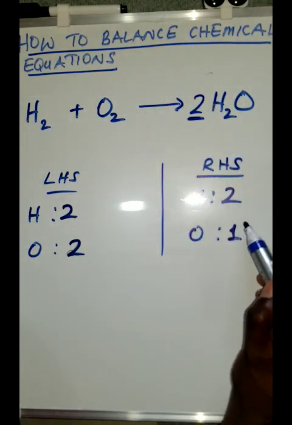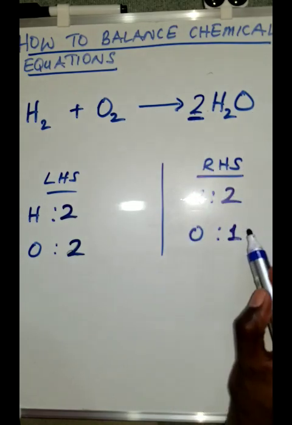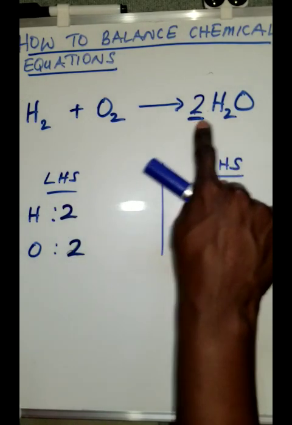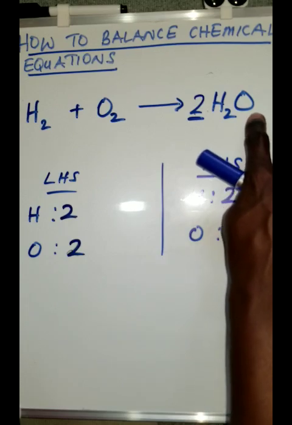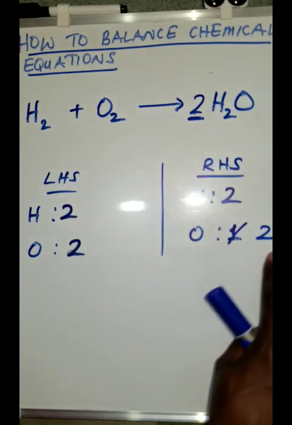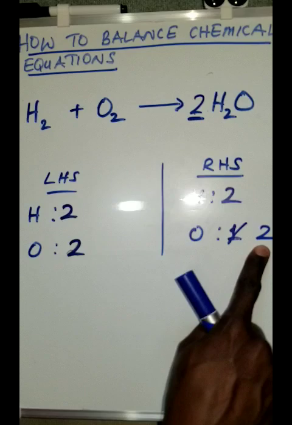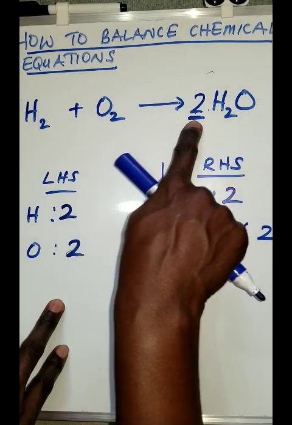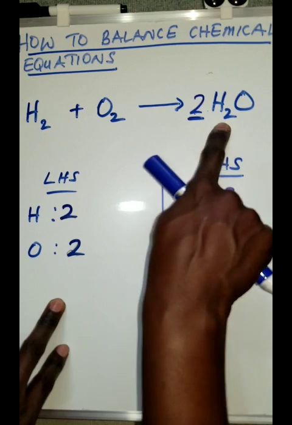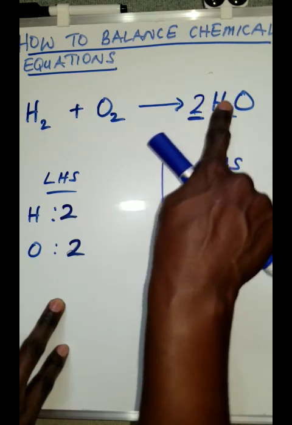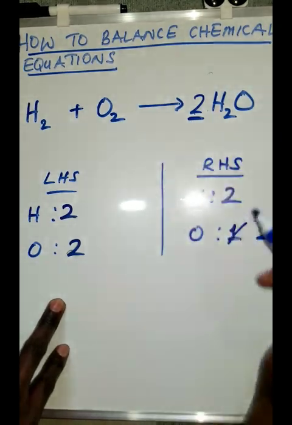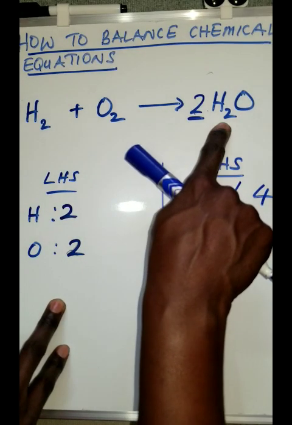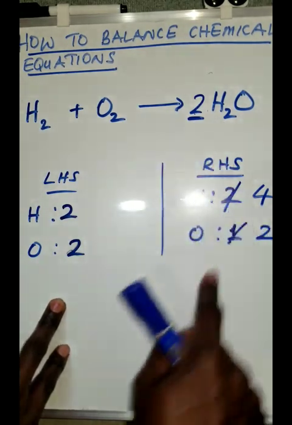Now, the moment you add a 2, it will become 2 times 1, which is going to give you a 2 there. So you are going to have 2 oxygen atoms because there's a 1, remember, at the bottom there. But the moment you add this coefficient 2, it simply means that you have affected the hydrogen. Now it will be 2 times 2, which gives you 4. So you are now going to have 4 atoms of hydrogen on the right-hand side.